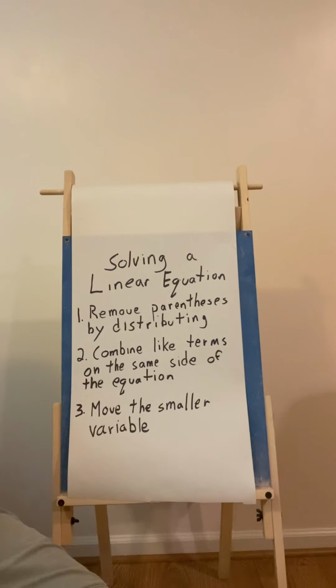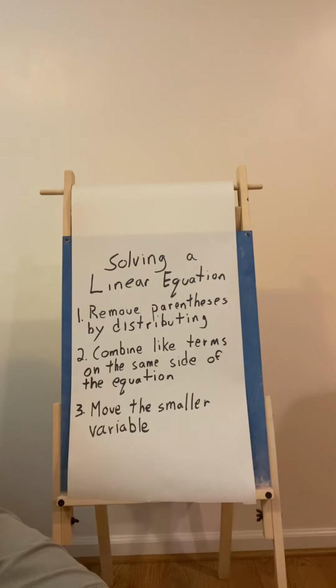Linear equation simply means no exponent on the variable. So the first thing I would like you to do is remove parentheses by distributing. If there are parentheses in your equation, that's what you do. If there aren't any parentheses, go to the second step, which is combine like terms on the same side of the equation. If on one side of the equation, either the left side or the right side, you have two variable terms, combine them. Or if you have two constant terms, combine them.